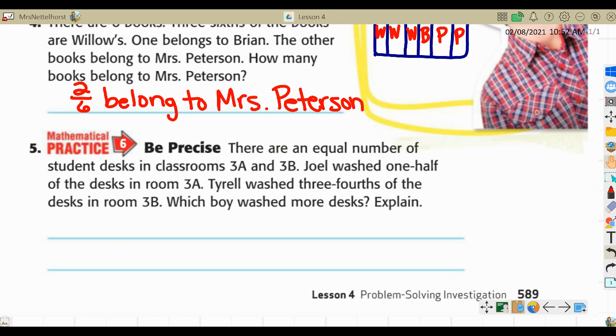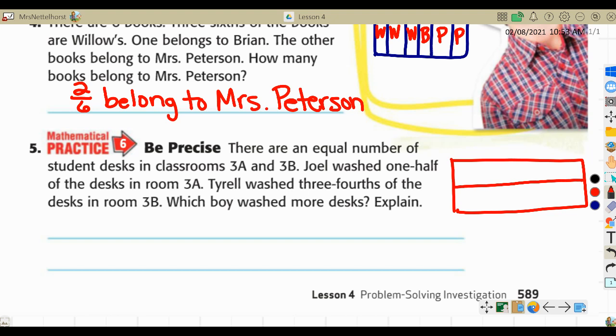So Joel washed 1/2 of the desks. Tyrell washed 3/4 of the desks. So let's make a fraction for each of those. Now, this is tricky because you have to make your fraction bars the same size. So here's how I do it. I draw one rectangle, and then I split it into 2 fraction bars. So the top is going to represent Joel's desks that he washed, and the bottom is going to represent Tyrell's desks that he washed. Now, Joel washed 1/2, so I'm going to put 1/2 here, and Tyrell washed 3/4.